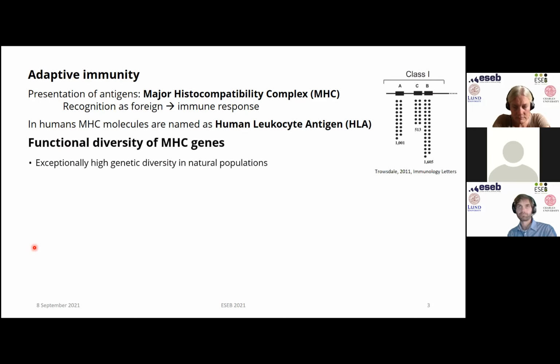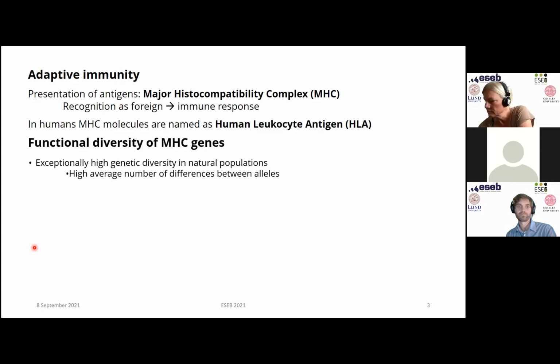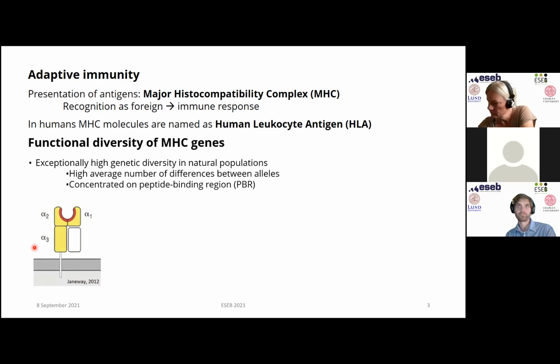Now, there are interesting features of MHC genes, one of them being their exceptionally high diversity. We can find hundreds, even thousands of different alleles for almost every locus in humans. Not only is the number of alleles high, but also the differences between these alleles are so high. And most of these differences are concentrated on the region called the peptide binding region.